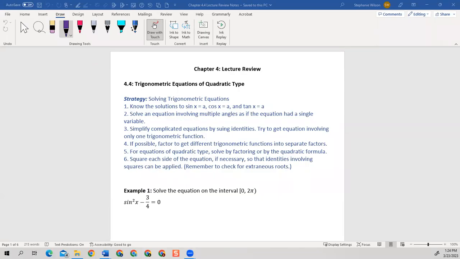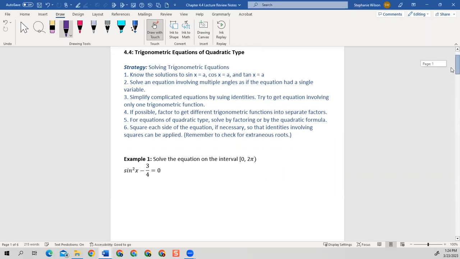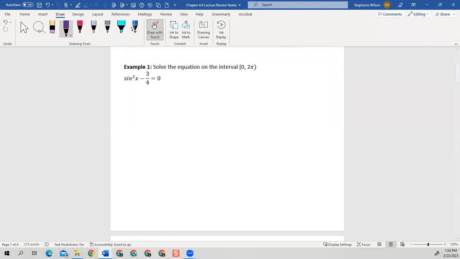Trig equations of quadratic type. So take a moment to read over all this blueprint here. This is strategies for solving the trig equations. And then unpause it when you're done reading it and writing it down. And let's go to example one.